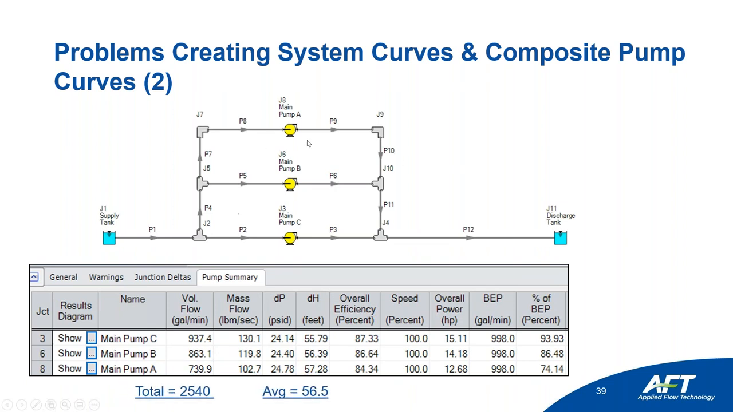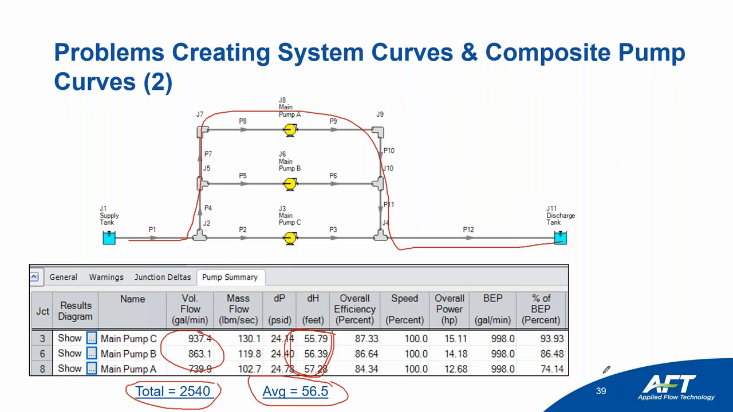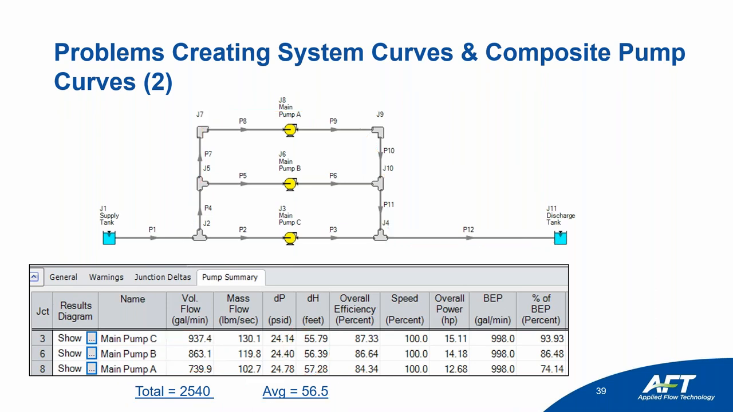This is a situation where you have three different pumps, three different flow paths. Each flow path has different resistances. As you can see, each of these pumps is going to operate at different flows and different heads. Well, we've got our total flow through the system from one tank to another, but what about the heads? Well, let's look at what the average head is. The average head is 56 and a half feet in that case. This is why it's not straightforward to generate pump and system curves for systems in parallel like this.